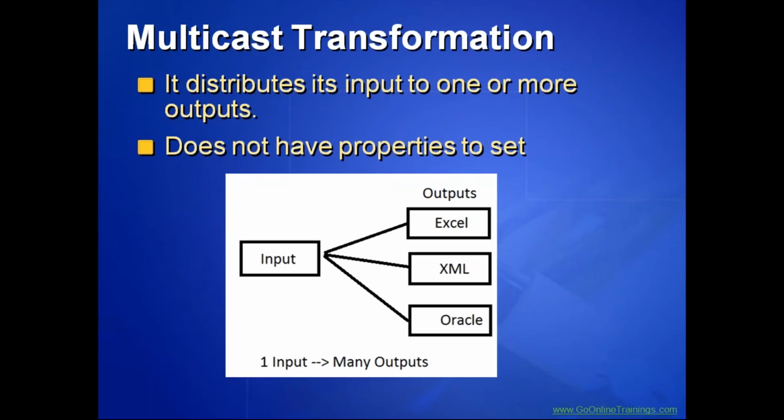And we have the multicast transformation. It distributes its input to one or more outputs. It does not have properties to set. So say I have one input data, and I want to distribute this data to multiple destinations: Excel, XML, Oracle, SQL Server. So one input, many outputs. For that you have to use the multicast transformation. It doesn't have any properties to set.